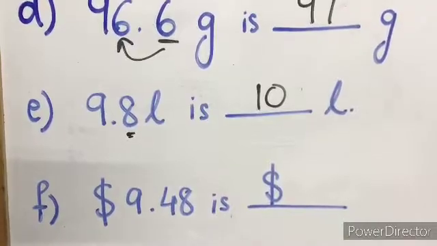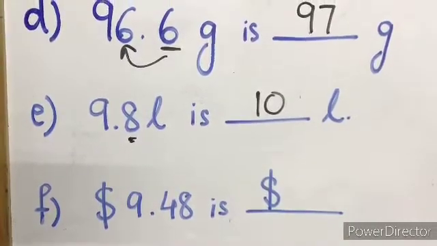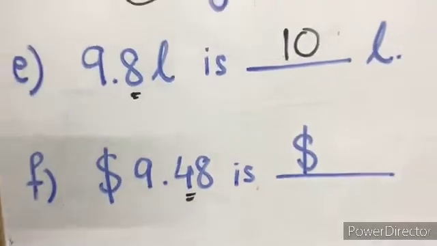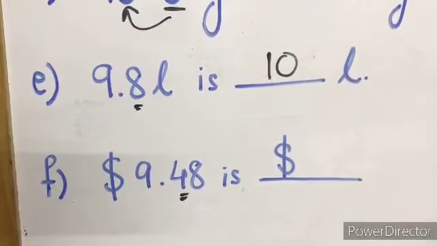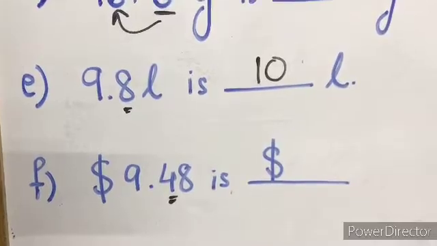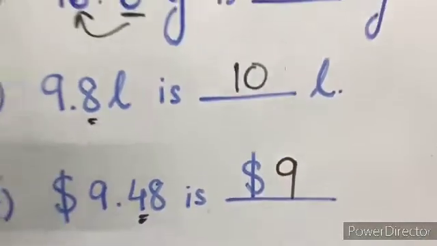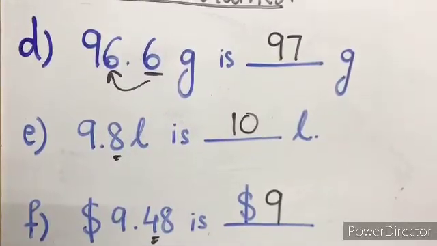Now the last question is $9.48. As you know, this is less than 5, so you will not add anything to the whole number and $9 will remain $9. I hope you understand it.